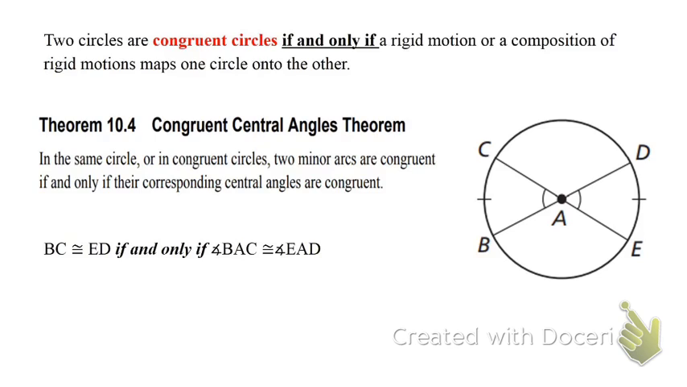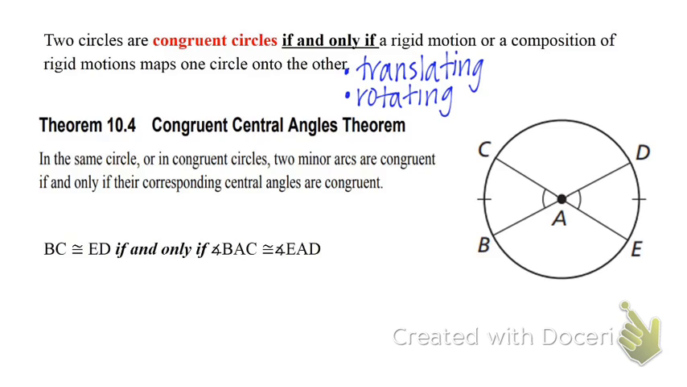Okay, so we're going to look at the congruent central angles theorem and see if we can determine whether or not two arcs will be congruent to each other. So first we need to talk about congruent circles. Two circles are congruent if and only if a rigid motion or composition of rigid motions maps one circle onto another. So think about having the same circle and you're either translating it, right? Those rigid motions we talked about, you're translating it, or you're rotating it, or you are reflecting it.